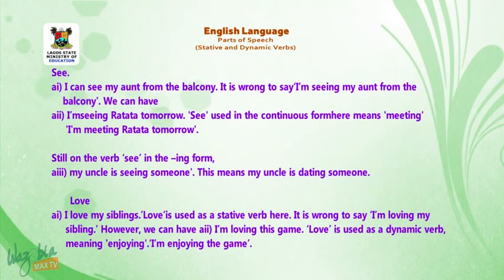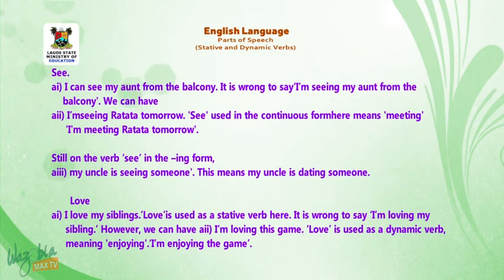See. I can see my aunt from the balcony. It is wrong to say I'm seeing my aunt from the balcony. We can have I'm seeing Ratata tomorrow. See used in the continuous form here means meeting. I'm meeting Ratata tomorrow. Still on the verb see in the ing form. My uncle is seeing someone. This means my uncle is dating someone.